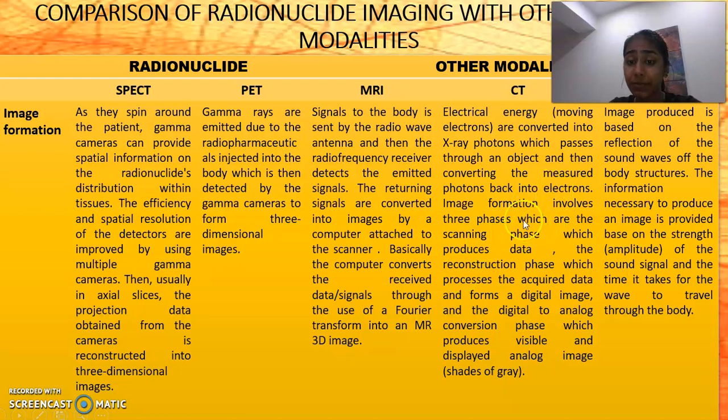As for CT scan, image formation involves three phases: the scanning phase, which produces data; the reconstruction phase, which processes the acquired data and forms a digital image; and the digital to analog conversion phase, which produces a visible and displayed analog image, in shades of gray. Then the next one is ultrasound. The image produced is based on the reflection of sound waves off the body structures. The information necessary to produce an image is provided by the strength, or amplitude, of the sound signal and the time it takes for the wave to travel through the body.